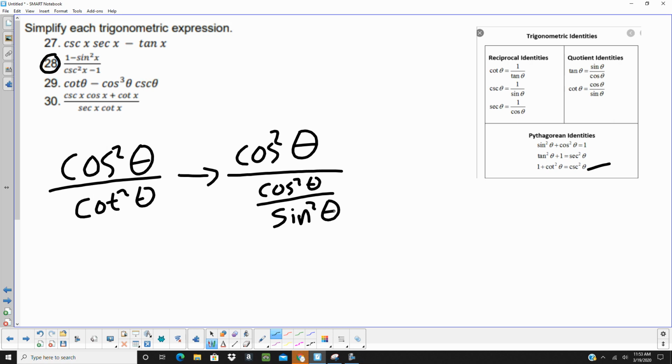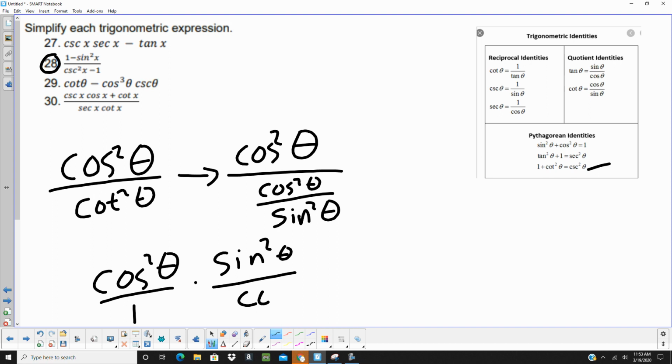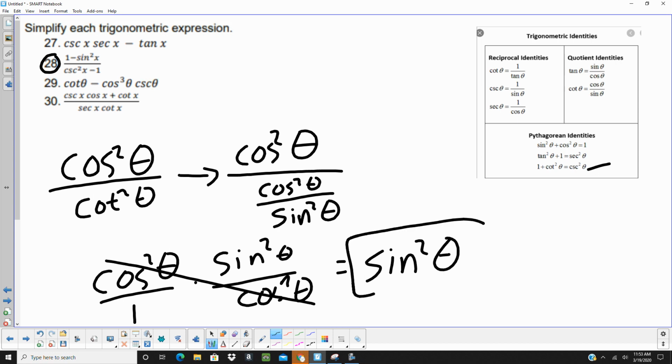Well, what I'm doing there is I'm dividing by a fraction. If you're dividing by a fraction, that's the same as multiplying by the reciprocal. So I'd have cosine squared theta over 1 times sine squared theta over cosine squared theta. Those cosines cancel, and I'm left with sine squared theta. So that's 28. Let's go on to 29.